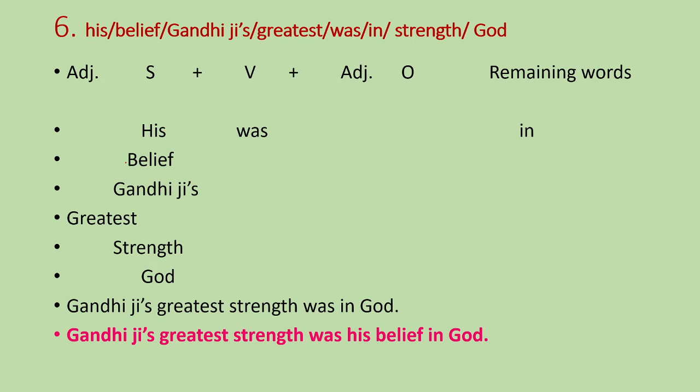So let's cut what we have used. So we've used Gandhiji's greatest strength was in God. So "his belief" is left. So Gandhiji's greatest strength was in God. So where can his belief come? So Gandhiji's greatest belief, if we write, then again his strength is left. So Gandhiji's greatest strength was his belief in God. So this becomes the sentence and it is easier to decide.